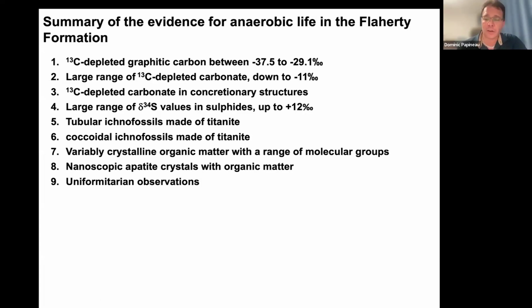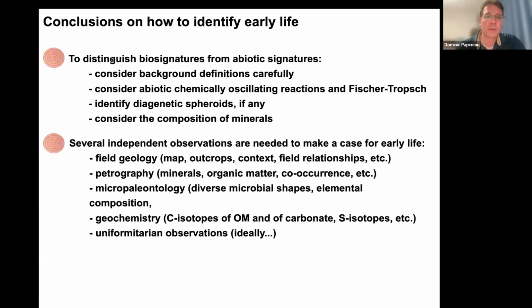So the conclusions of my presentation are, first of all, we need to distinguish biosignatures from abiotic signatures. And so we need to consider the background definitions carefully. We need to consider absolutely the abiotic chemically oscillating reactions, which appear to be quite common in nature, as well as Fischer-Tropsch type synthesis, which also appears common in nature. Identify diagenetic spheroids if they are there. We need to consider the composition of the minerals.